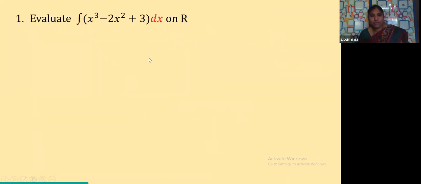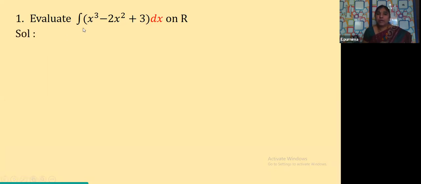So now let us see one sum. Let us try to solve one sum. Evaluate integral x cube minus 2x square plus 3 into dx on R. Okay. So what is this, children? If you observe the function here, how many terms are there? 1, 2, 3. Three terms are there.